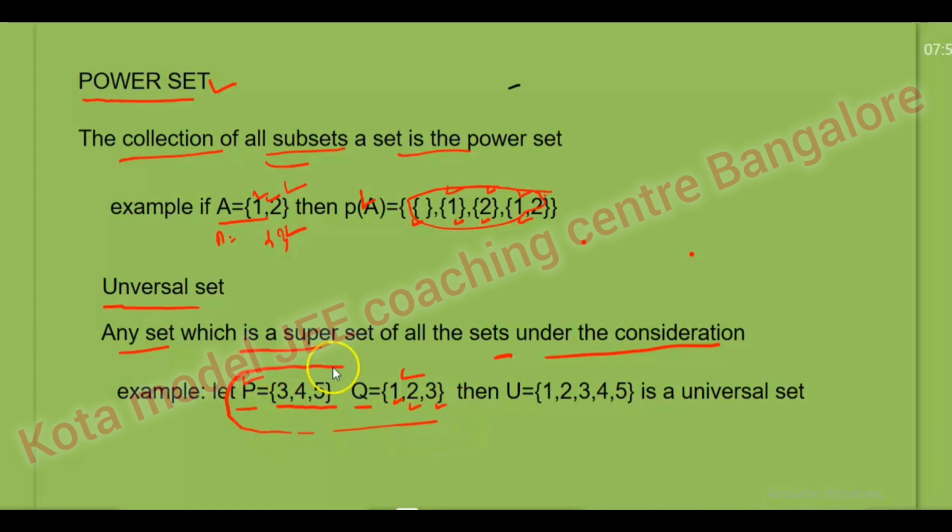These P and Q are present in the set U. Set U contains a total of 5 elements: 1, 2, 3, 4 and 5. All the elements of P and Q are present in U, so U is said to be a universal set for P and Q.